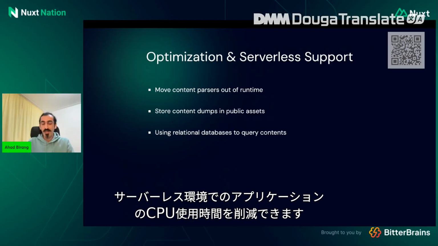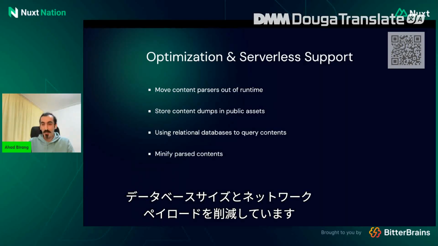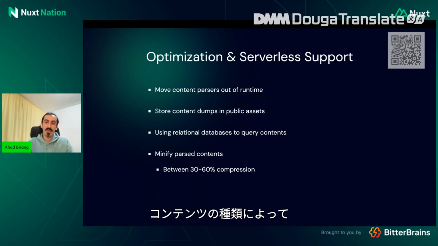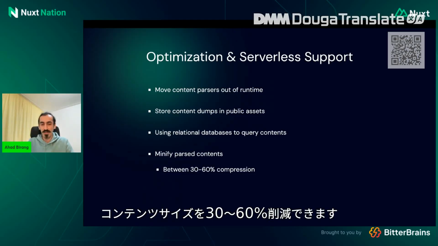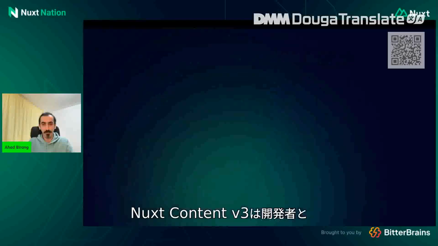Using relational databases in production reduces the CPU time of the application in the serverless environment. And minifying parsed contents is another action we took to reduce the database size and network payload. Depending on the type of your content, minifying can reduce between 30 to 60% of the content size.